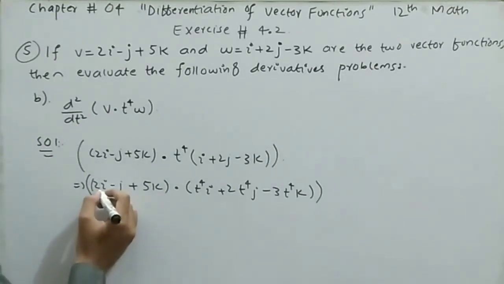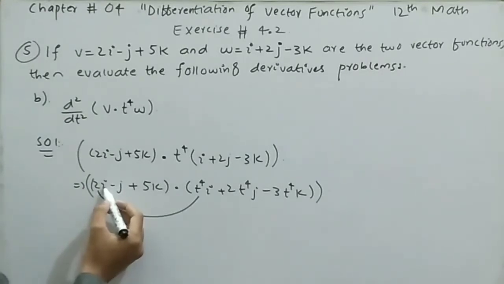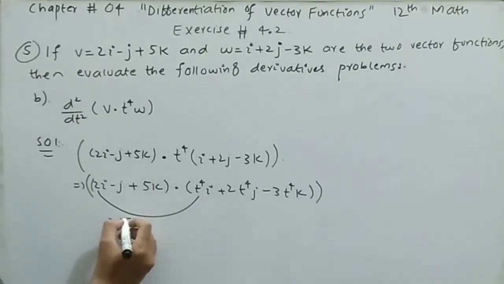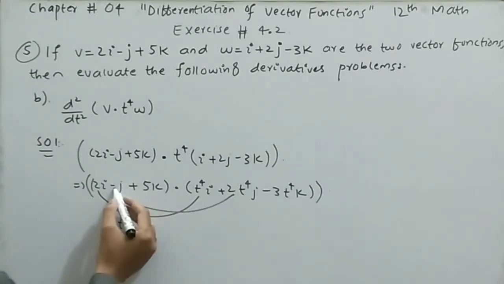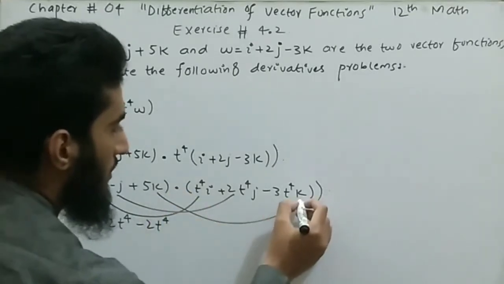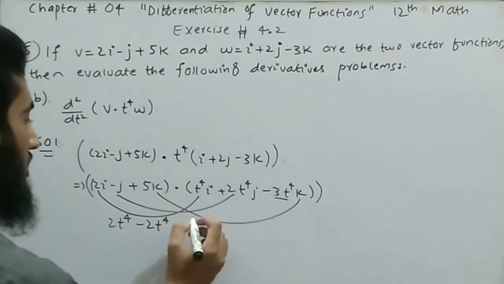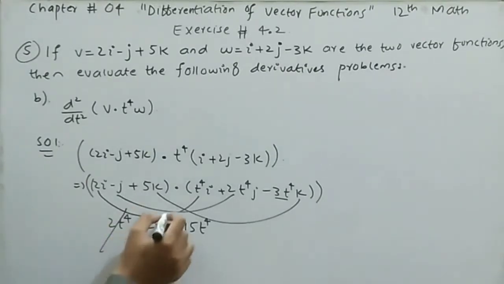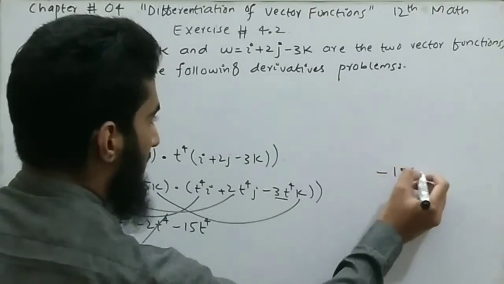Now in the dot product we multiply the coefficients of the same component. The same component over here is i and over here the component is i. So multiplying their coefficients, over here the coefficient is t power 4 and over here it is 2, so it becomes 2t power 4. After this the coefficient of j over here is 2t power 4 and over here it is negative 1, so it becomes minus 2t power 4. After this the coefficient of k over here is minus 3t power 4 and over here it is 5, so multiplying them with each other it becomes minus 15 t power 4. Now by simplification they cancel with each other because these are the additive inverse of each other. We are left with minus 15 t power 4.